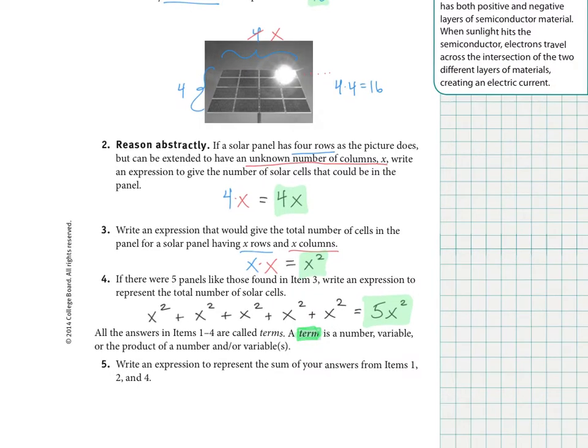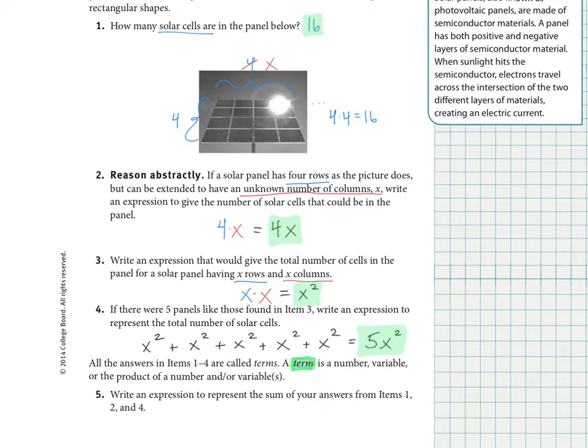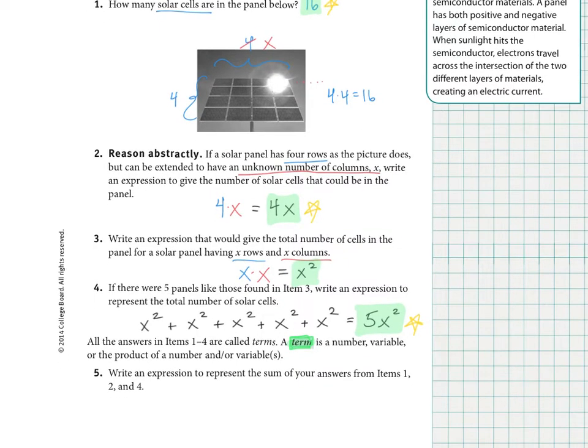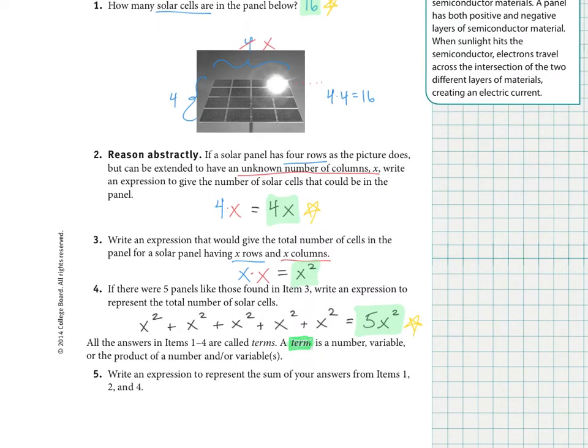So referring back to what we did before, number 5 says write an expression to represent the sum of all your answers from 1, 2, and 4. So I'm going to put a star by those numbers: number 1, 2, and 4. It wants us to write an expression where we have the sum of all of those. As a clue, remember, sum means we're adding them all together. So I want you to go ahead, go down below, and write what you think that would be.